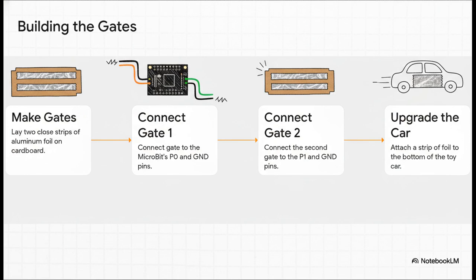Building it is actually super simple. We're just making 2 gates on a piece of cardboard. A gate is literally just 2 strips of aluminum foil, placed really close together but not quite touching. Then we hook up each gate to the microbit with some clips. And last, we stick a little strip of foil on the bottom of our toy car.